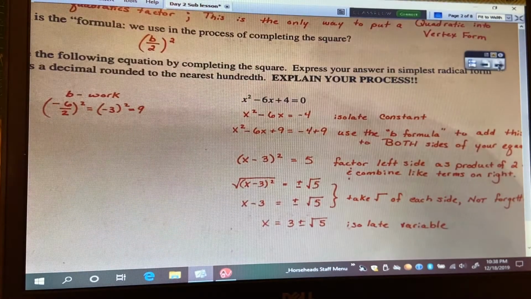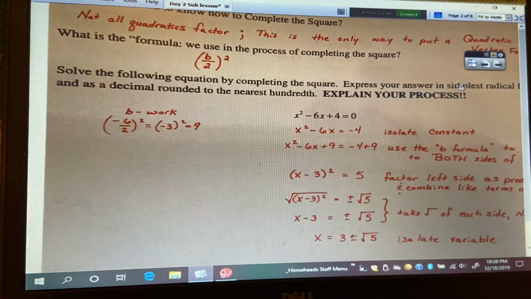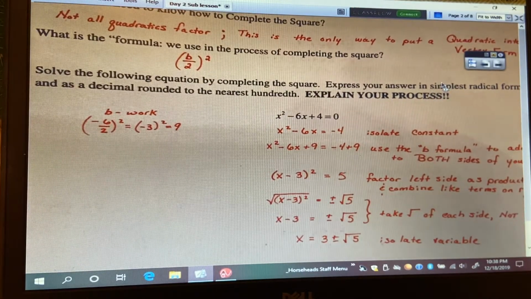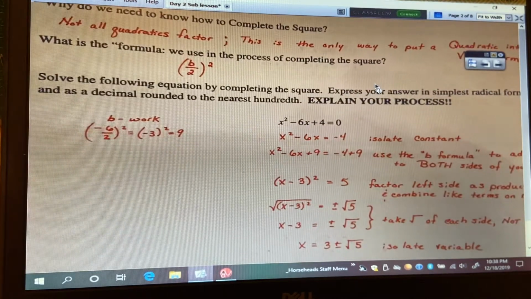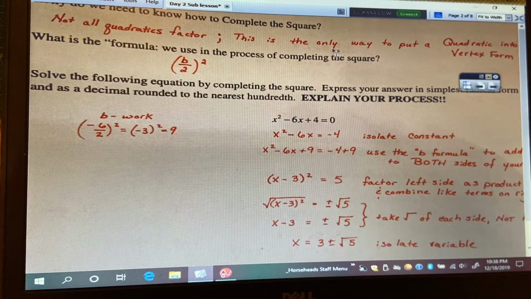Okay. Here are the answers to the first few questions here. Here I wrote, this is the only way to put a quadratic into vertex form. You don't need to worry about that right now or what that means. That's the day 4 notes that we will be getting to when you get back from break.